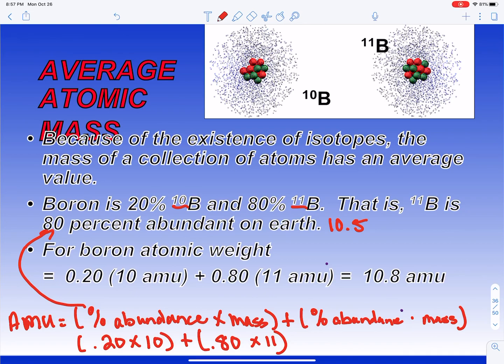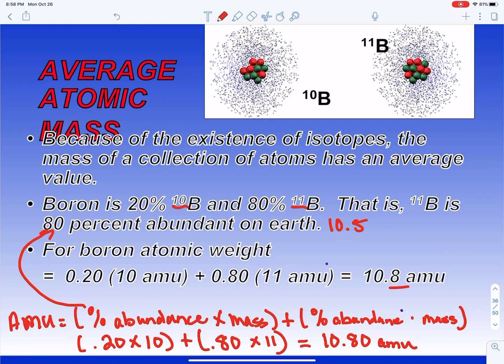What you want to make sure you're aware of is that since I have 80% of boron 11, my average atomic mass is going to be closest to boron 11. So when I do the math, I should get 10.80 AMU. I know this says to the tens place, but we're going to really write it to the hundredths place. And you can check your answer to see if you're close to the value on the periodic table. If you're close to the value on the periodic table, then that means you are correct.